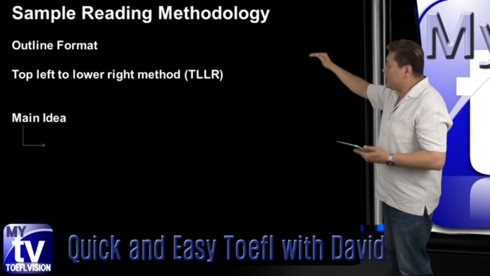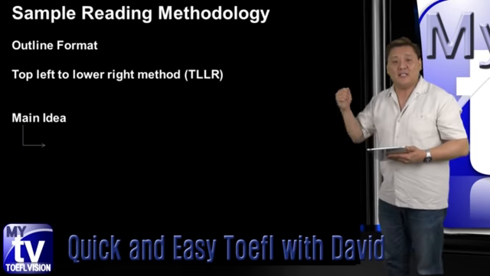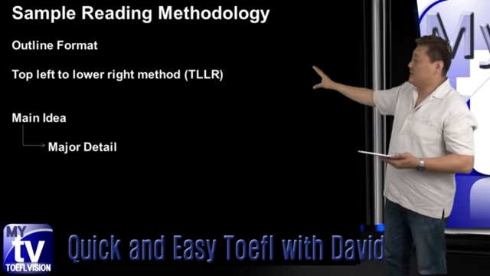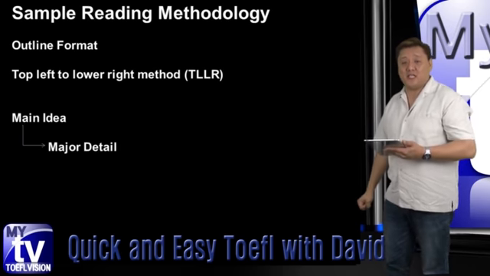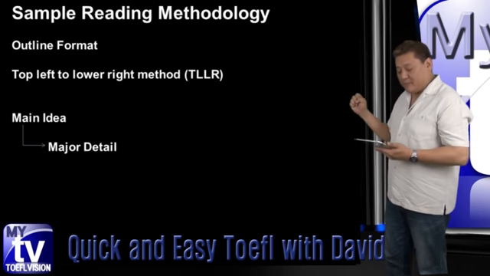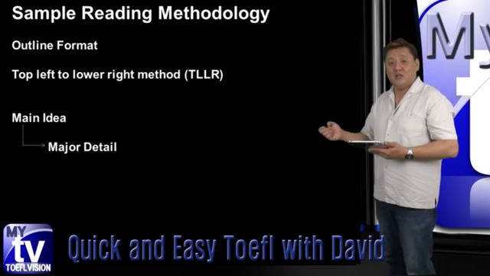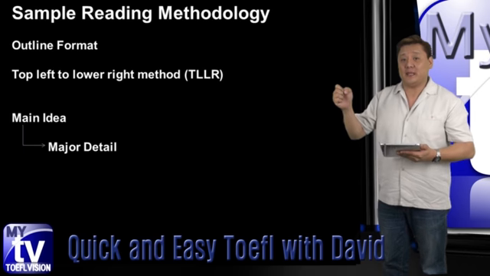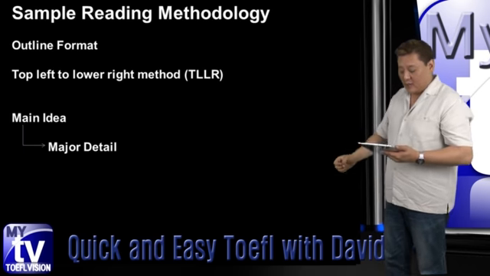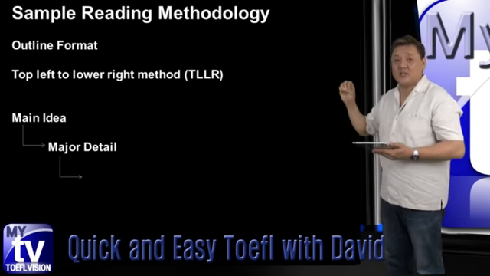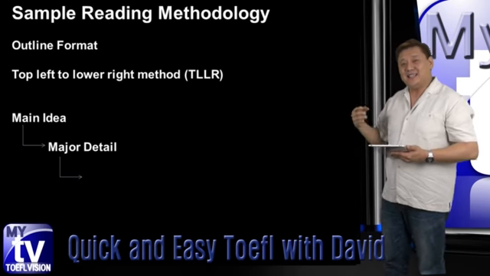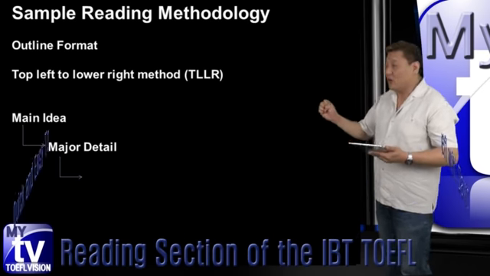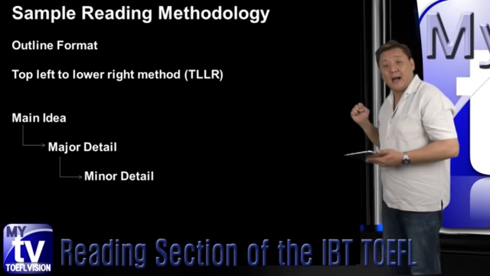Now, right below the main idea, it's going to talk about the details about what? The main idea. We call that, there you go, major detail. Major details are details about the main idea, only about the main idea. Right after they talk about some type of detail, they're going to go into a little bit more detail about that major detail. And we call that, here we go, minor detail.